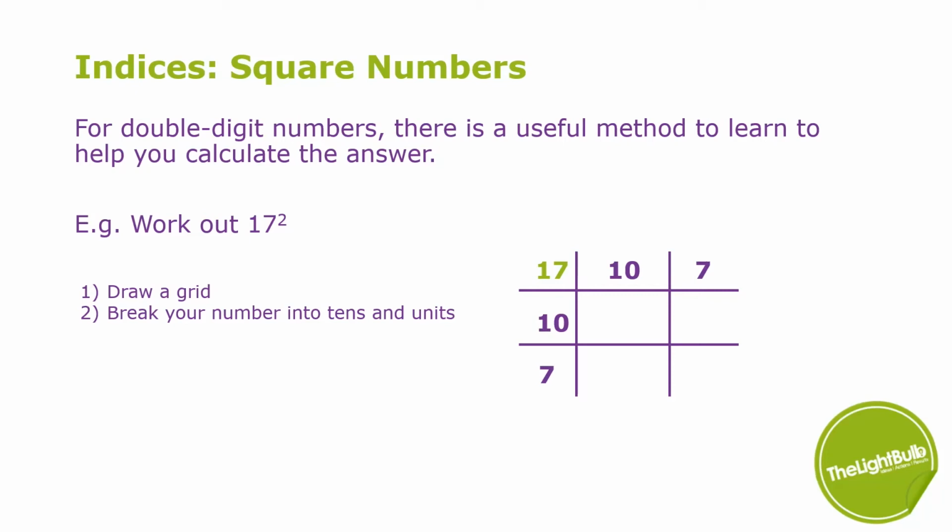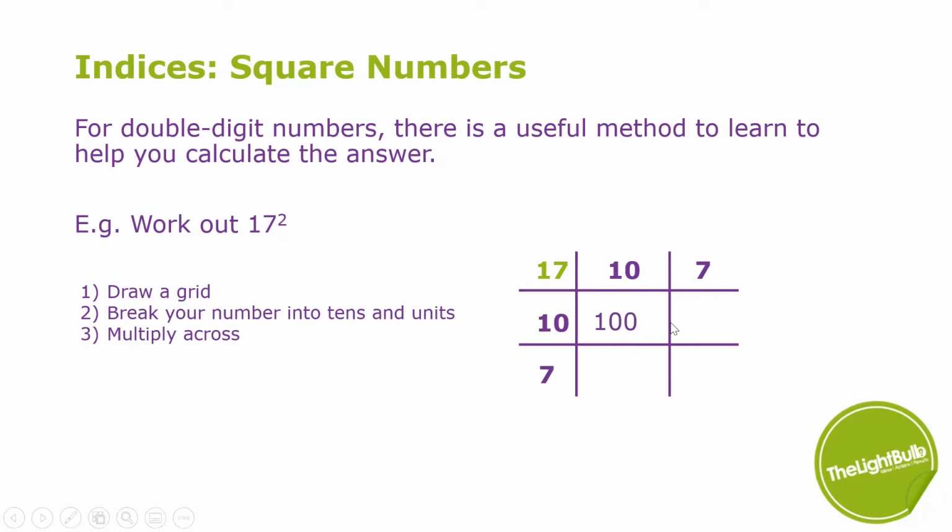What we do next is the bit where we start to work towards the answer. So we've got to multiply across. So in this middle box, we're going to put the answer to 10 times 10. The answer to that, of course, as we've seen, is 100. So the 100 goes in this middle box.